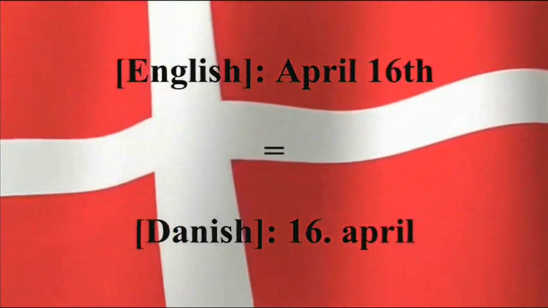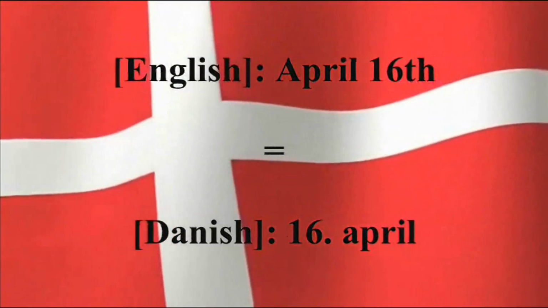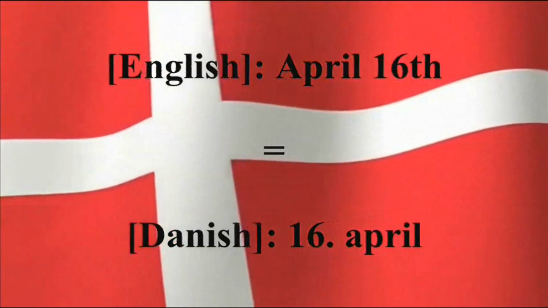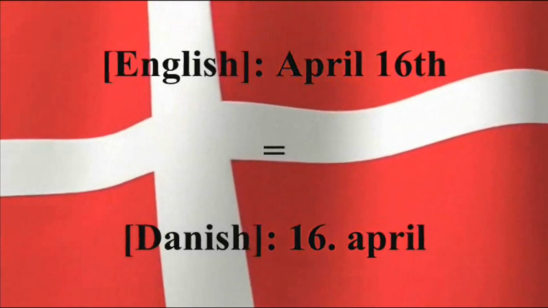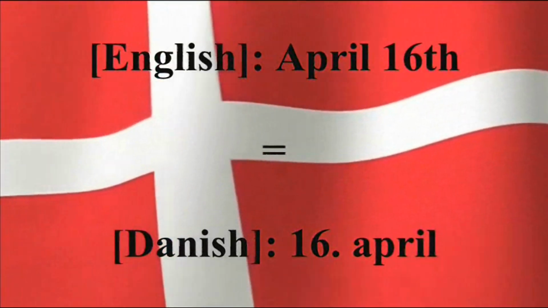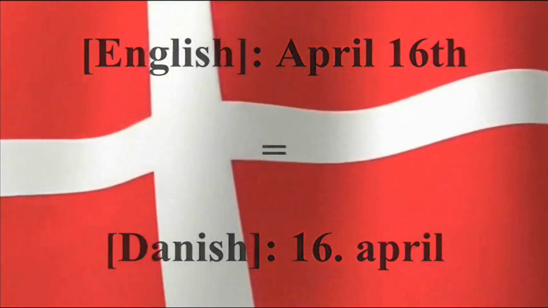Also, when you write down a date in English, the mentioned month is always beginning with a capital letter. But in Danish, that rule is not applied, since you on all occasions will have to write down the mentioned month with a non-capital letter.